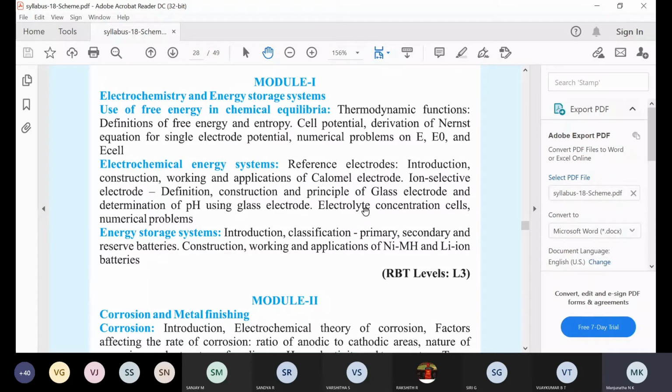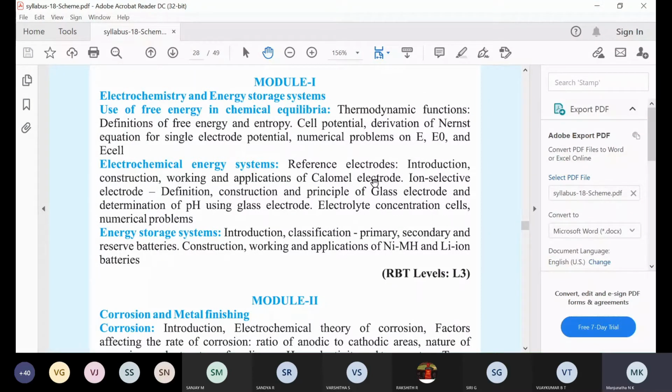Next, another subtopic in this, that is concentration cells. This is another type of electrochemical cell. Already in your PU level you studied electrochemistry, in which you studied galvanic cell and electrolytic cell, 2 types of electrochemical cells. Another type of advanced electrochemical cell is the concentration cell. In that you are going to study one type of concentration cells, that is electrolyte concentration cells. So this is the first unit in module 1, that is the use of free energy in chemical equilibrium and electrochemical energy system.